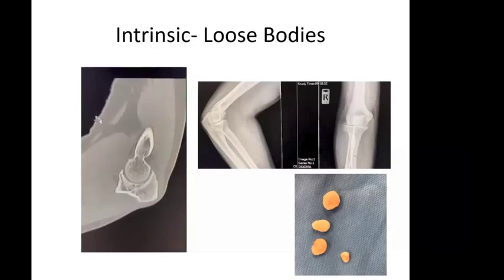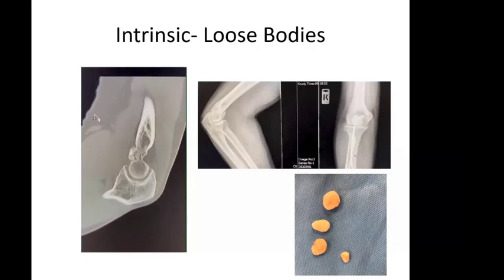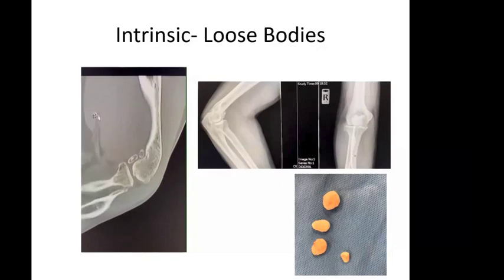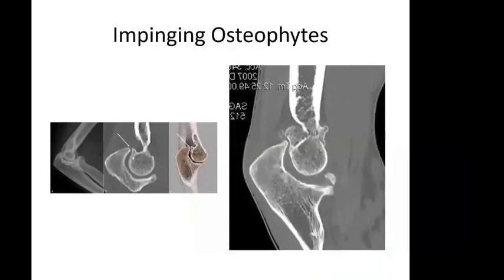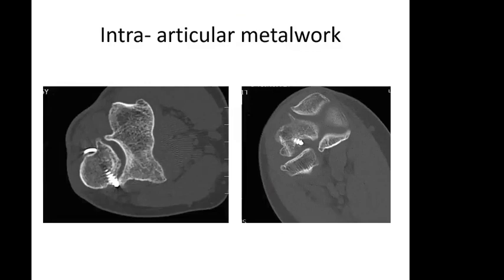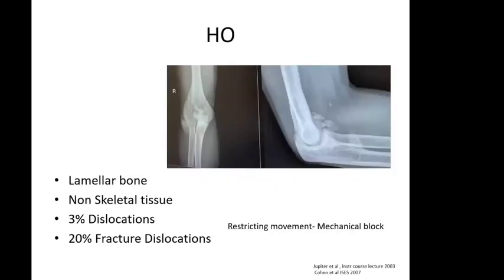Loose bodies in the elbow are an indication for arthroscopic management and have good results, as do impingement from osteophytes, and they also have good response to arthroscopic management, as we will be discussing later in our talks. Intra-articular metalwork is a devastating complication. It needs revision surgery. Heterotopic ossification, we will have a next talk by Dr. Sanchez on this.